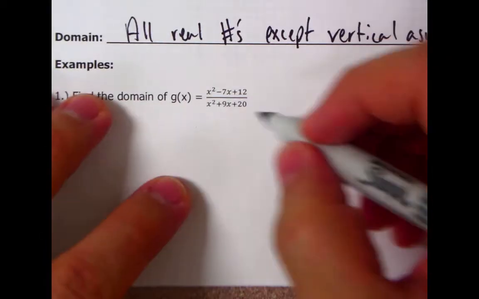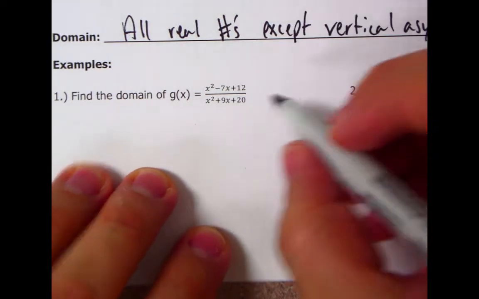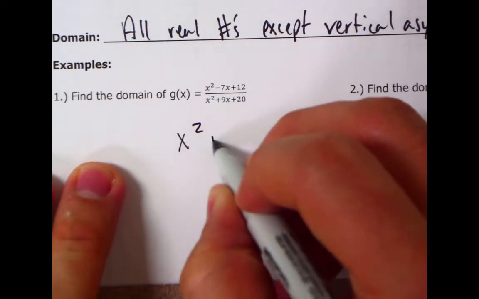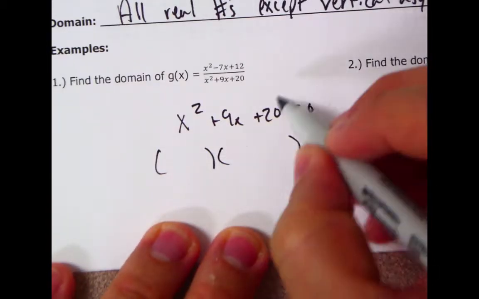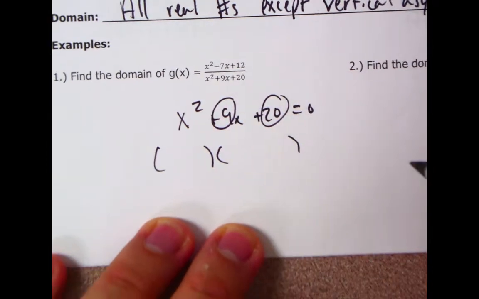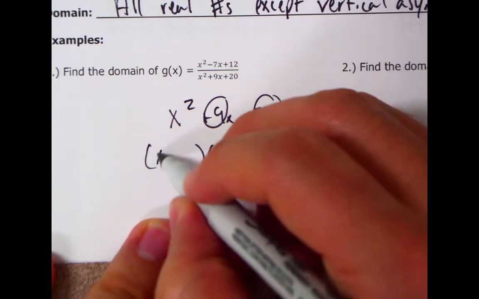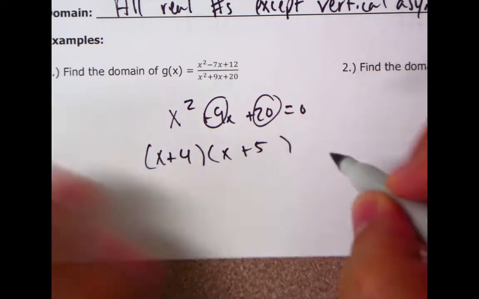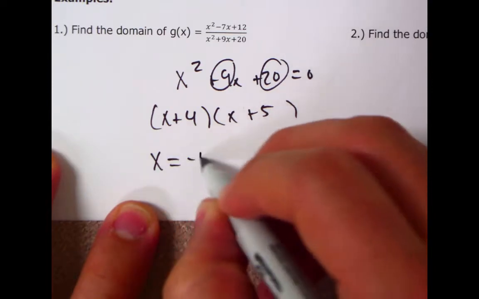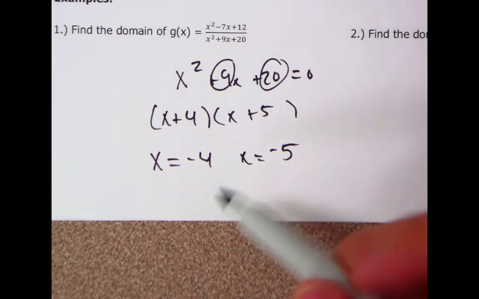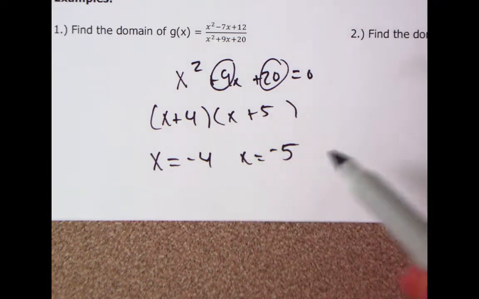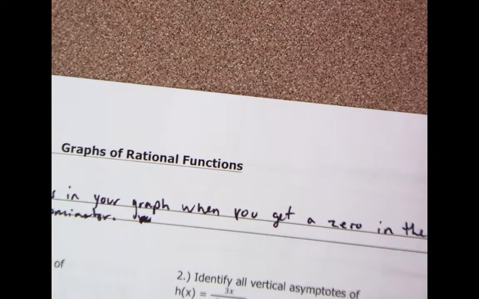So the domain here, I'm only going to do one of these, but if we set the denominator equal to 0, so x squared plus 9x plus 20 equals 0, we factor this. What multiplies to be 20 and adds to be 9? Well, you should have got 4 and 5. x plus 4 and x plus 5. So when we set them equal to 0, we get x equals negative 4 and x equals negative 5. So what that means is that the domain would be all real numbers except for negative 4 and negative 5, because those are the only numbers that would make the function invalid. So that's vertical asymptotes.